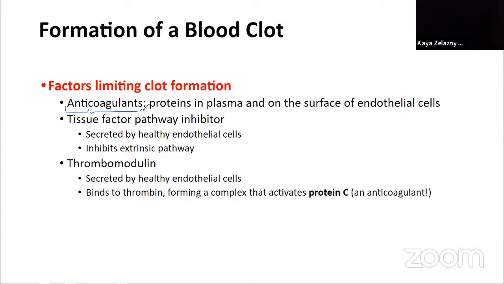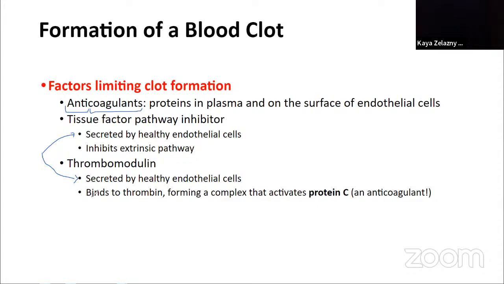We also have secretions from those endothelial cells. Both of these next two are just specific compounds that would inhibit clot formation. They're both coming from healthy cells, so uninjured cells. We have one that inhibits the tissue factors. The injured tissue is creating that extrinsic pathway. So the tissue factor pathway inhibitor is a mouthful, but it tells you what it does. It's inhibiting that extrinsic pathway that ultimately would have led us into making a clot.